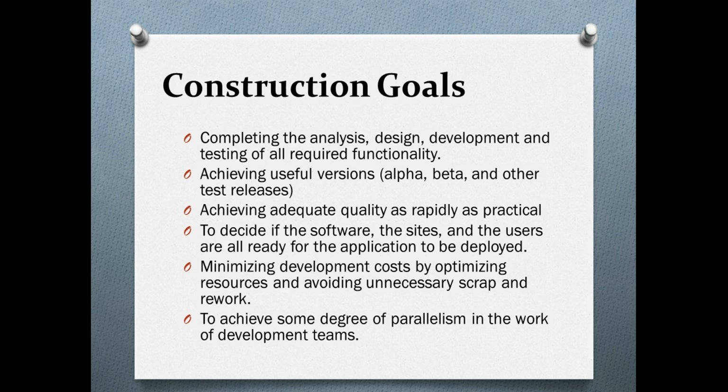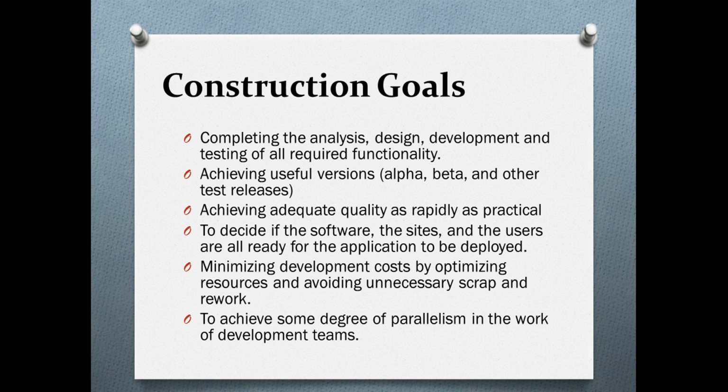We should be 100% sure that this is what we want, this is how it is going to work out, and this is what we have to code. So everything should come with clarity. Okay, achieving useful versions, so we can go for alpha, beta and other kinds of versions, and test releases. As we go with some versions, we can create some versions, and those versions can be tested.